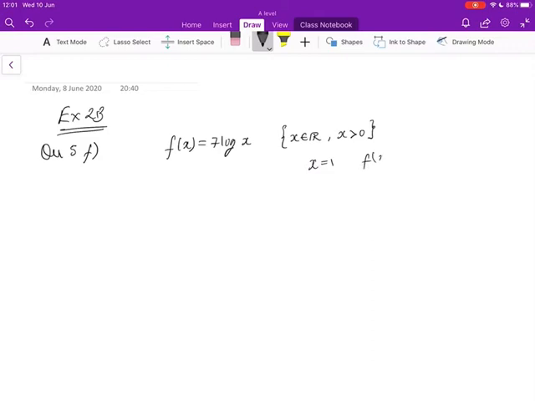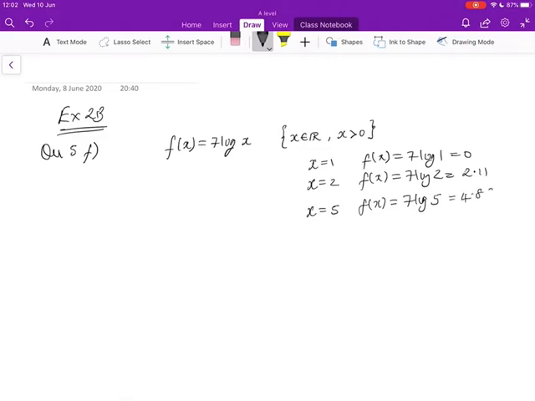So if you chose x equals 1, for example, and you work out that, you're going to have 7 log 1, which will be 0. You could choose x equals 2 and work out 7 log of 2. So if you do that on your calculator, that will give you 2.11 to 2 decimal places. You could do x equals 5 and work out 7 log of 5, and if you do that you get a value of 4.89.